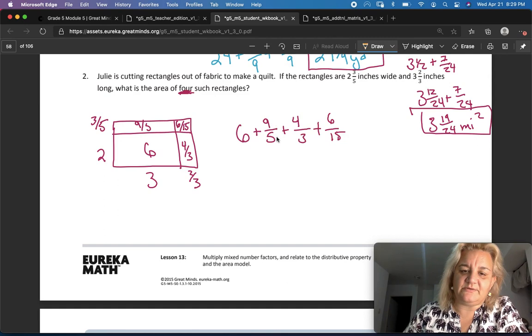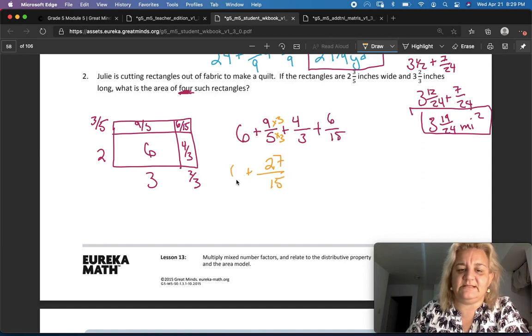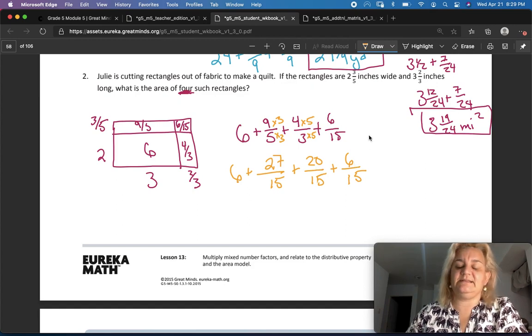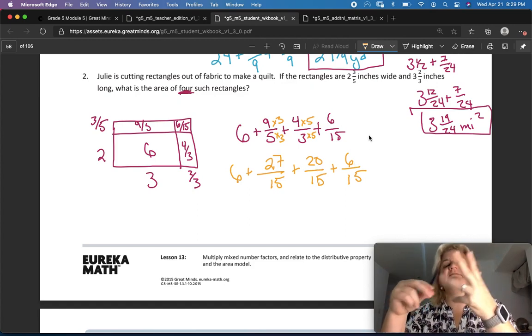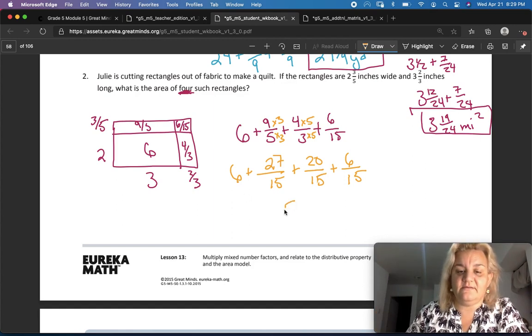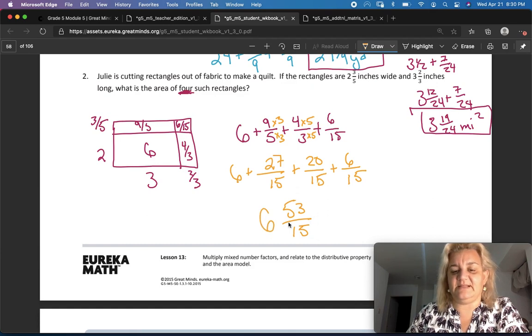So here I'm going to multiply by 3. That's going to give me 27/15 plus 6 wholes. Here I'm going to multiply by 5, and that will give me 20/15. And this is already in 15ths, so I can just add 6/15. Okay. Now 27 plus 20 is 47, plus 6 is 53. 53/15. 6 and 53/15, but let's simplify that.